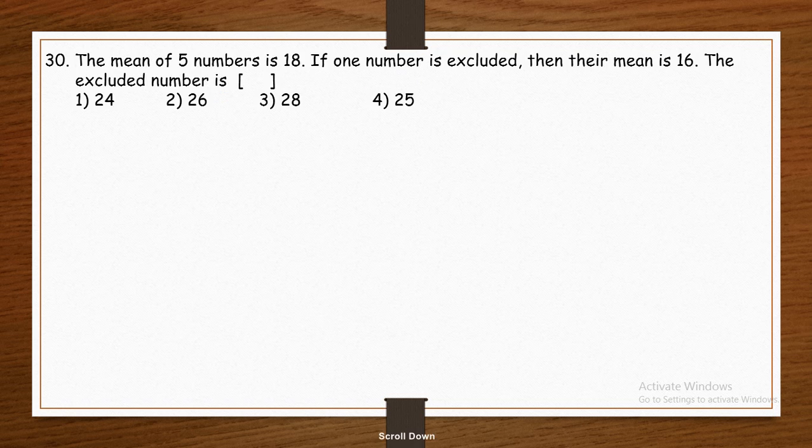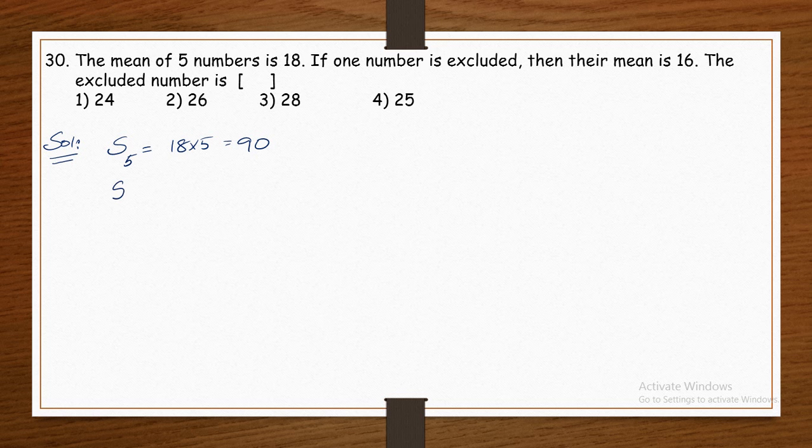Next, moving on to question number 30. The mean of 5 numbers is 18. When mean and number of observations are given, directly find the sum of observations. So the sum of 5 observations is 18 into 5, which is nothing but 90. Now, what he has given: if one number is excluded, that means one observation is removed, then their mean is 16.